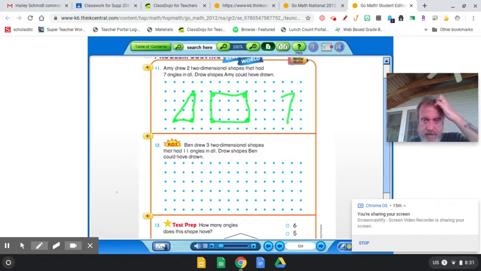You've done these before. But just to remind you, triangle: 3 sides, 3 vertices, 3 angles. Quadrilateral: 4 sides, 4 vertices, 4 angles. Pentagon: 5 sides, 5 vertices, 5 angles. And put my extra finger on a hexagon: 6 sides, 6 vertices and 6 angles.